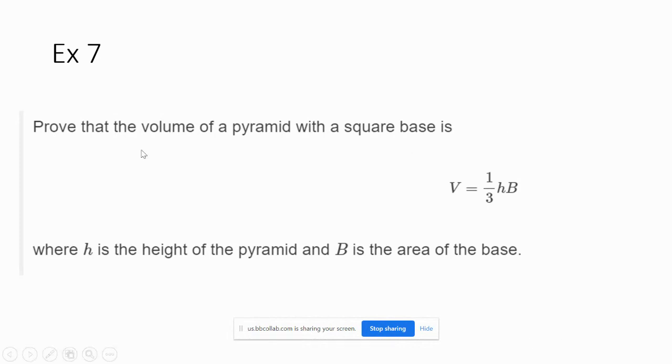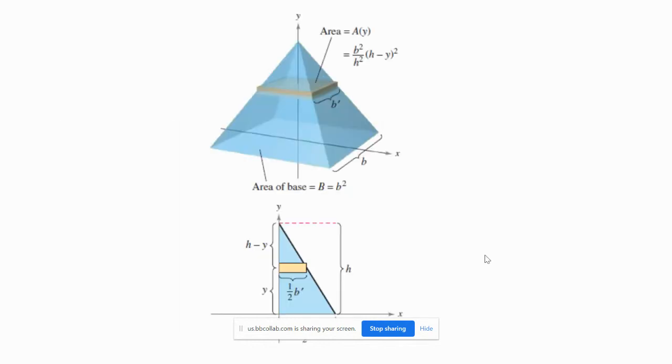Okay, good. Now what we're supposed to do in this example 7 is prove that the volume of a pyramid with a square base is V equals 1/3 the height times the base, where B is the area of the base. So we need to turn this into one of these problems that we're talking about. If you have a pyramid, we ask: what is the cross section?